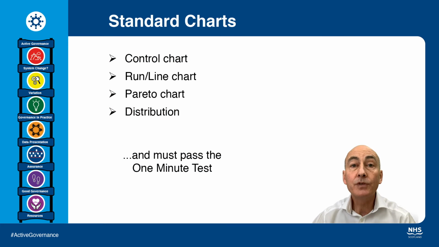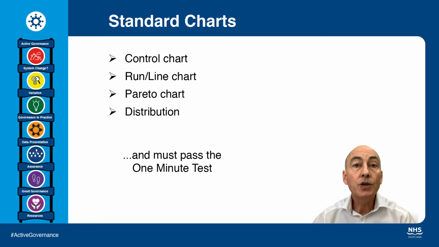There are a number of charts that you would expect to see in your board papers. Mainly these will be the four key charts that we've talked about elsewhere: the control chart, the line or run chart, the Pareto chart, and the distribution. But all of these charts must pass the 1 minute test.